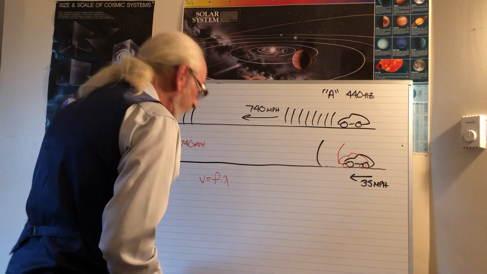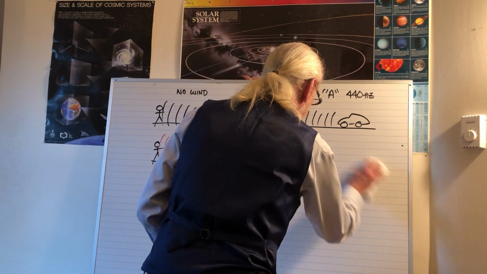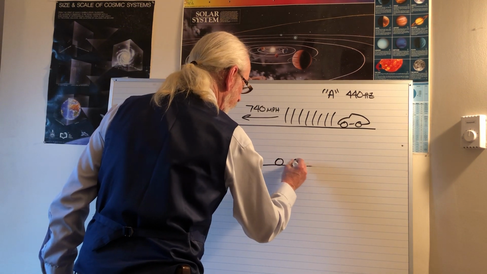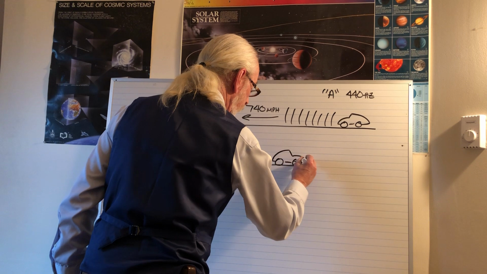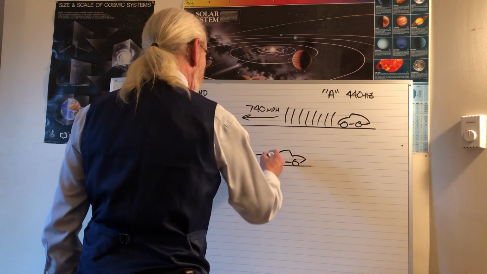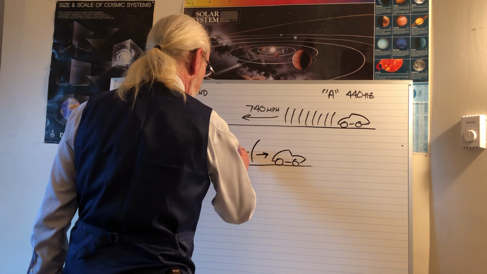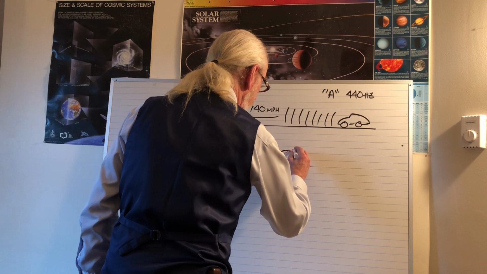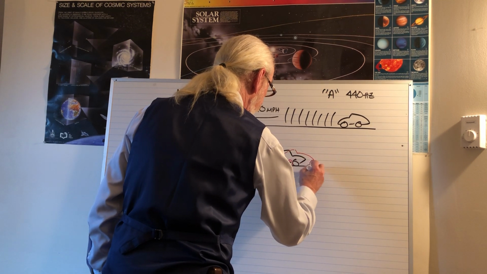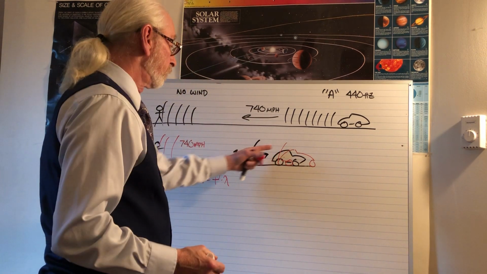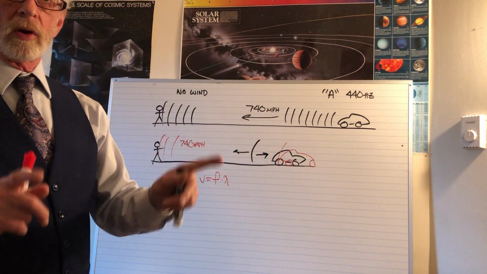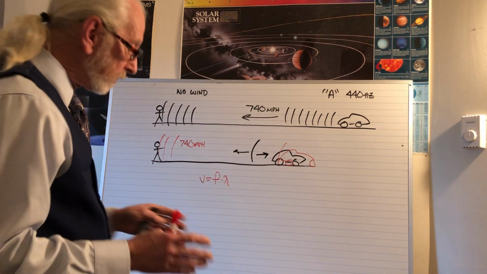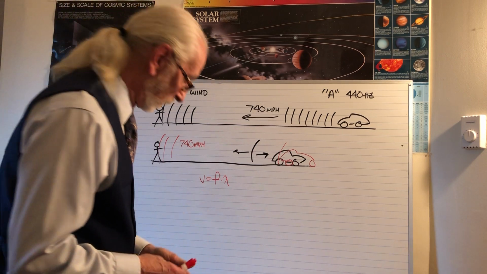And similarly, if the car was moving away, moving in this direction, the first wave would come out on its way to the observer. But by the time the second wave comes out, the car has moved down the road a little ways, and so the distance between the two waves has increased. And so you have a longer wavelength, and with a longer wavelength, you get a lower frequency. So that's the basic idea of the Doppler effect.